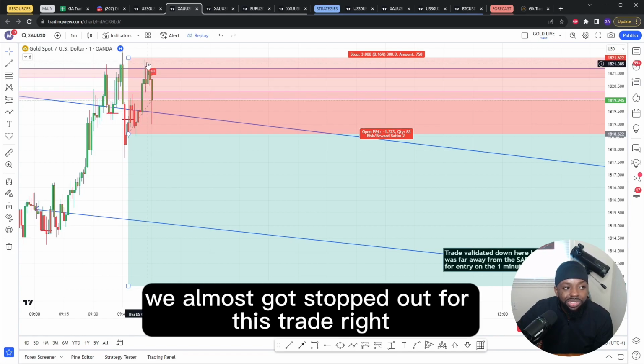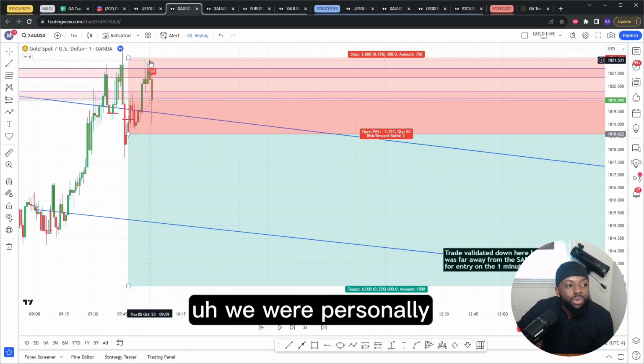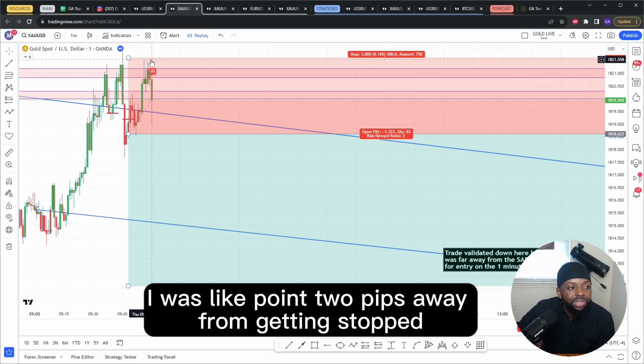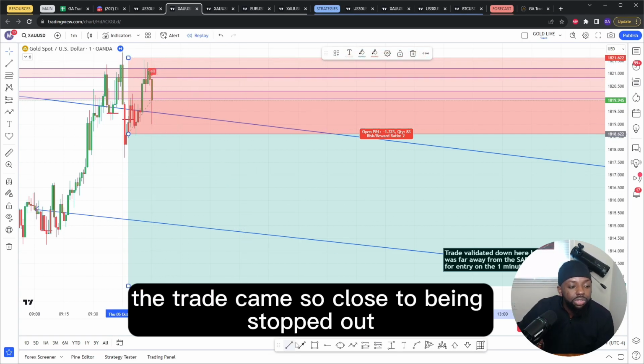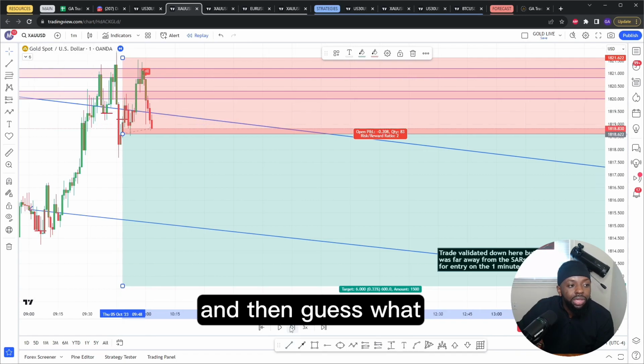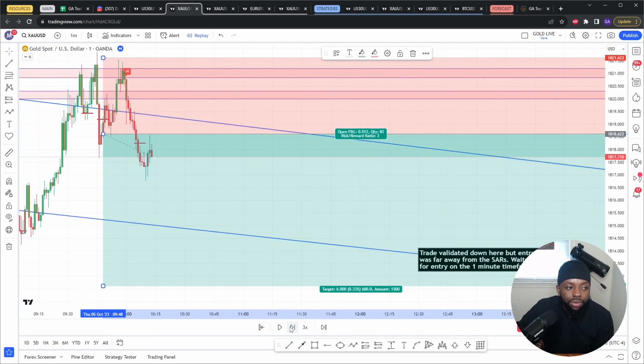But anyway, we were still in this trade, and in this instance we almost got stopped out, right? Personally, I was like 0.2 pips away from getting stopped. You can see how the trade came so close to being stopped out, and then guess what, the trade came back down.